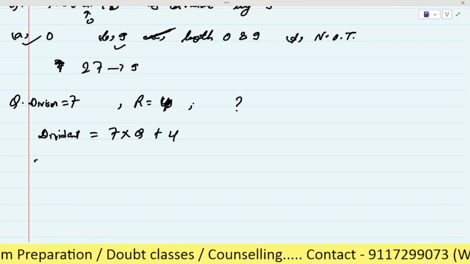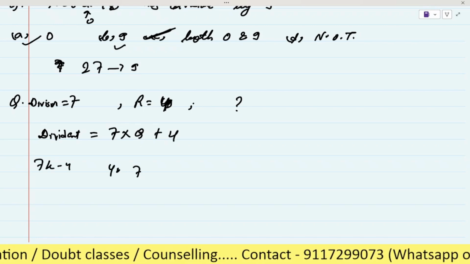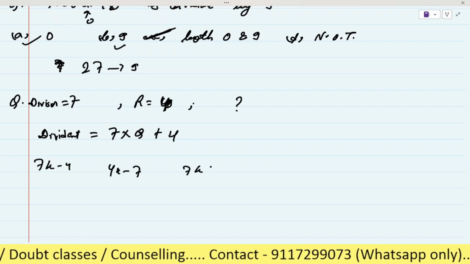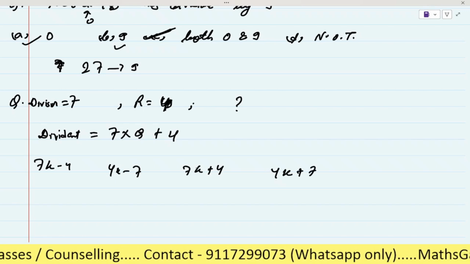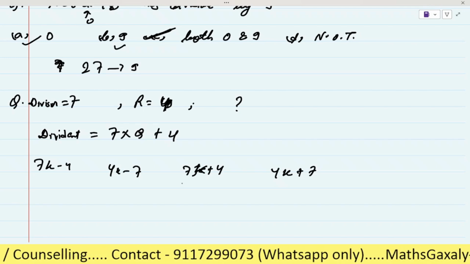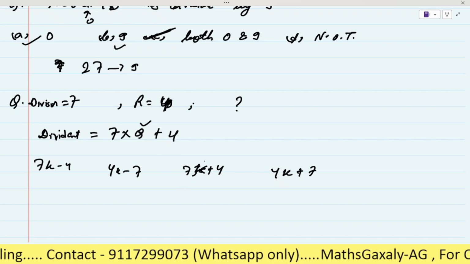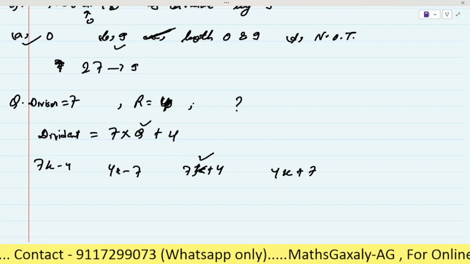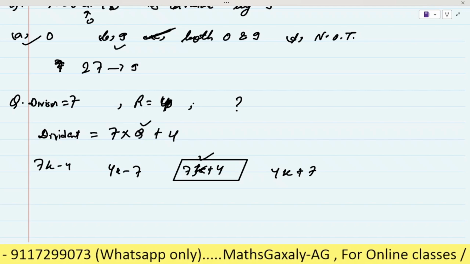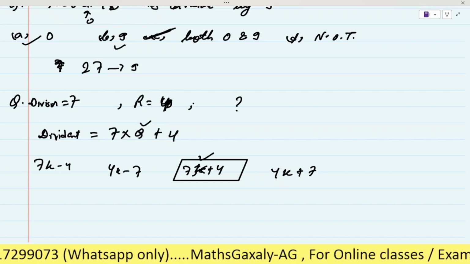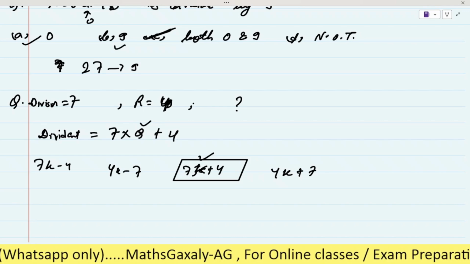Now let's check the options. 7k minus 4, 4k minus 7, then 7k plus 4 and 4k plus 7. So which one will be it? Here I have taken it as 7q plus 4, and here it is written as k. So yes, it will be the right answer: 7k plus 4, 7 times, then add the 4. Is it clear or any doubt?